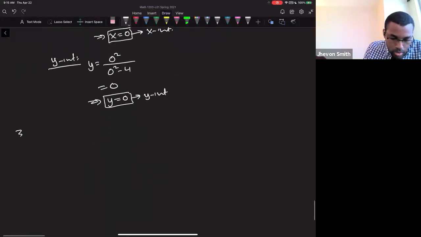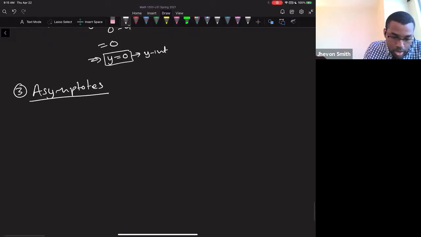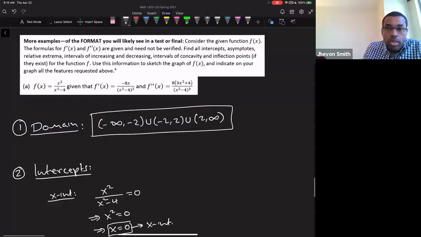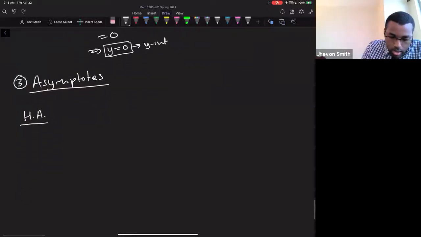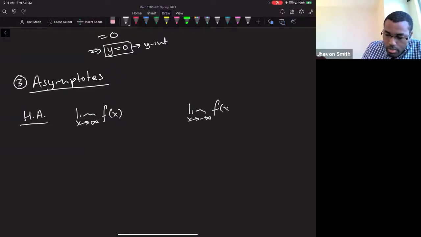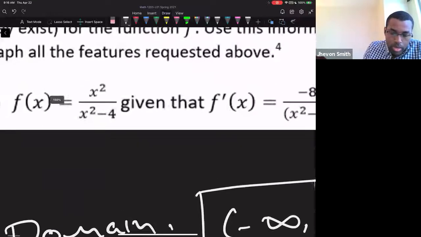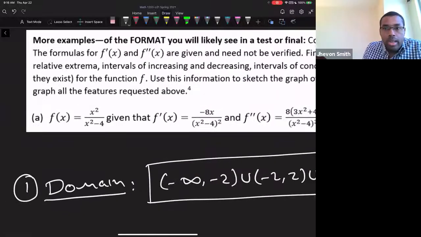So moving on to 3, we're going to look for asymptotes. This guy's not a polynomial, so we have to be a little bit more careful. We're going to have to do some work here. Horizontal asymptotes. This is where you find the limit as you go to the left and the right, infinity. So limit as x approaches infinity of our function, and we find the limit as x approaches negative infinity of our function. What is the limit as x approaches infinity of that guy?